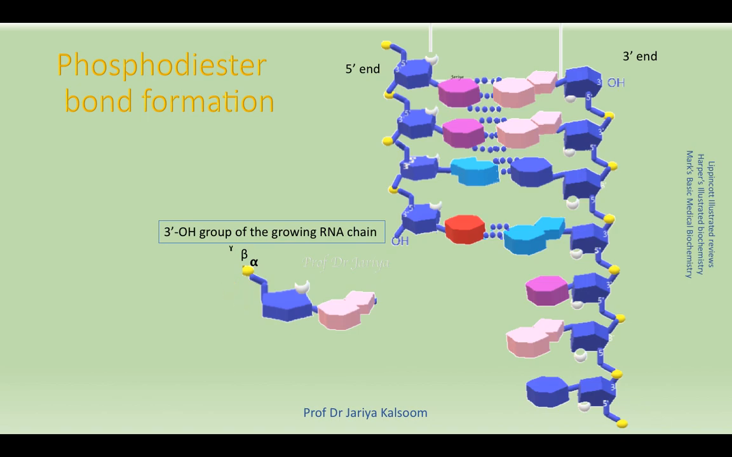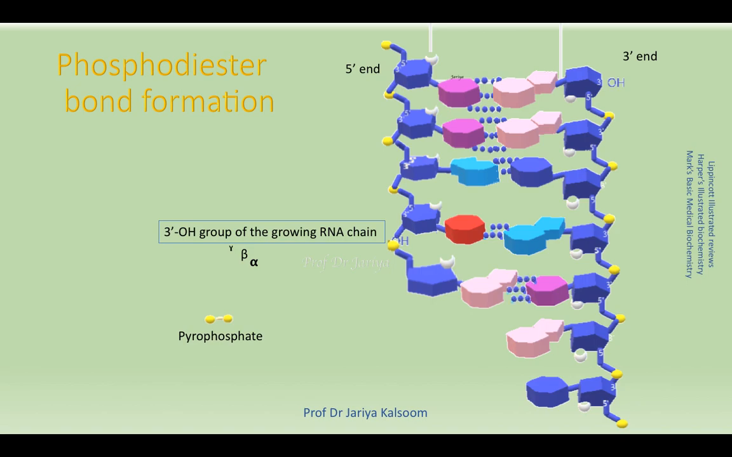So that's the pyrophosphate that has been released, and that's the bond formation, phosphodiester bond formation. And plus the hydrogen bonding between the guanine shown by pink color and the cytosine shown by magenta color here.